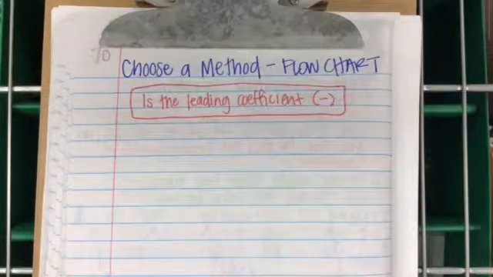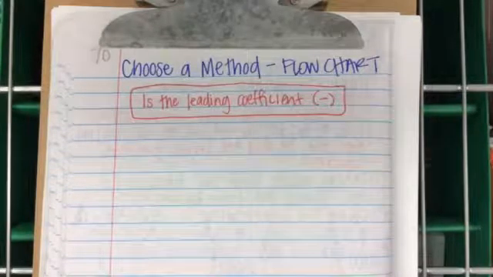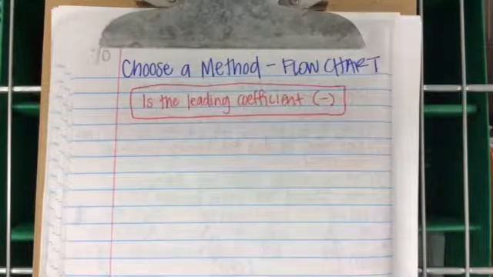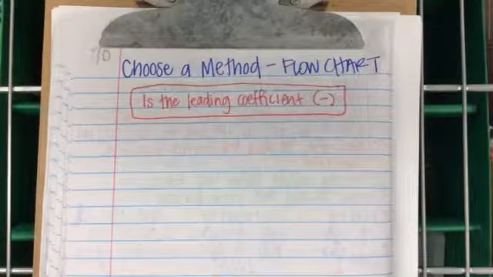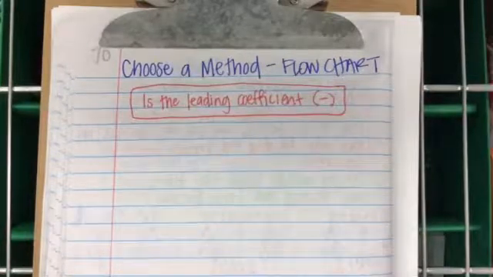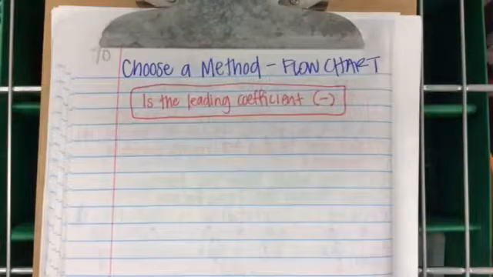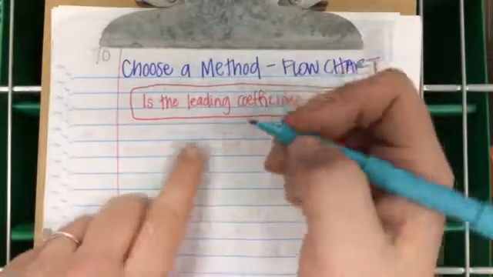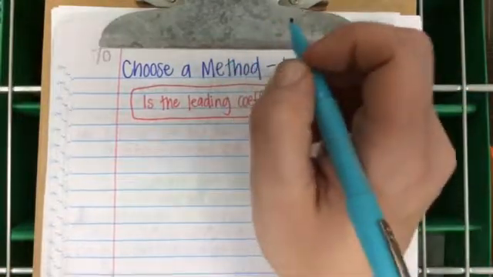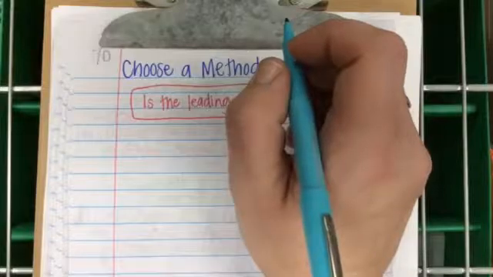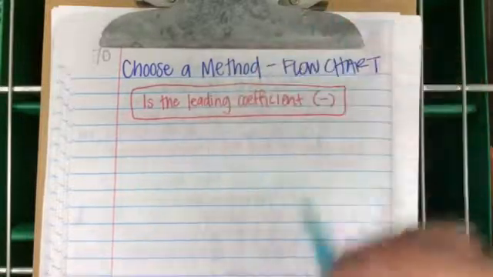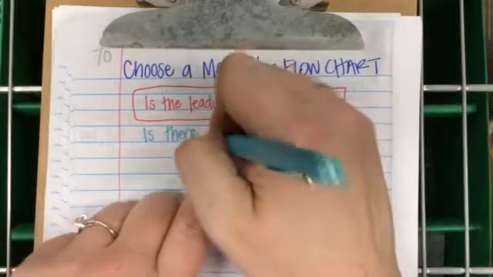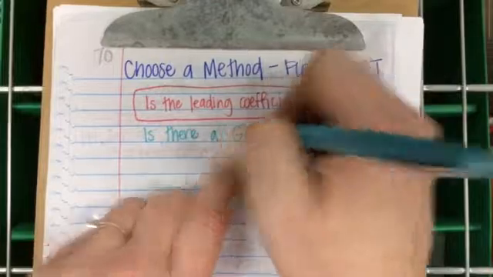All right, that's the thing that you always have to look at, correct? You always have to decide, is that leading coefficient negative? Because that's going to be the first thing that gets factored out when you do your GCF. So is the leading coefficient negative? Is there a GCF?